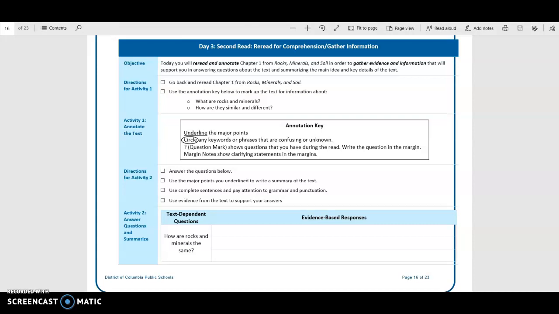And you're going to write those questions in the margin, which makes margin notes. So if you have a question while you're reading, like, I wonder why this does this or this looks like this, go ahead in the corner of your page or on the back of your page, write that question down.